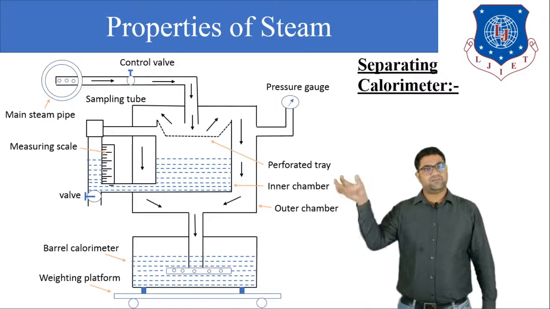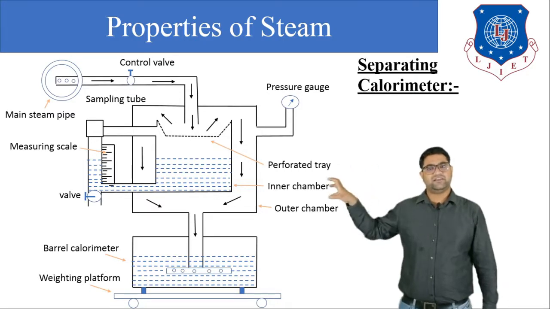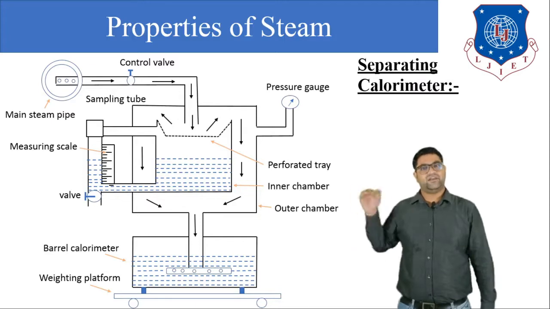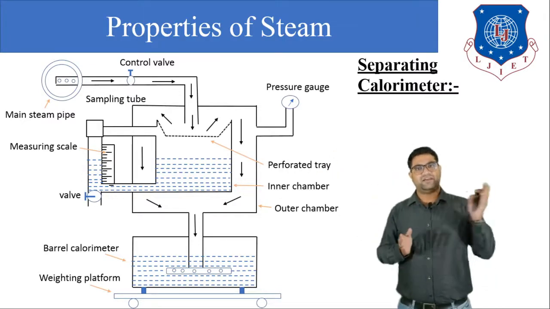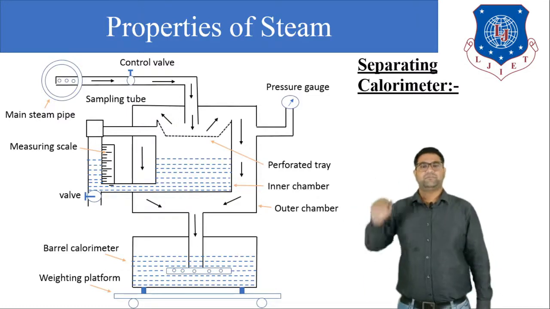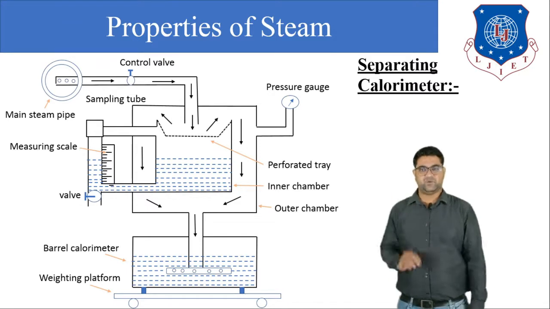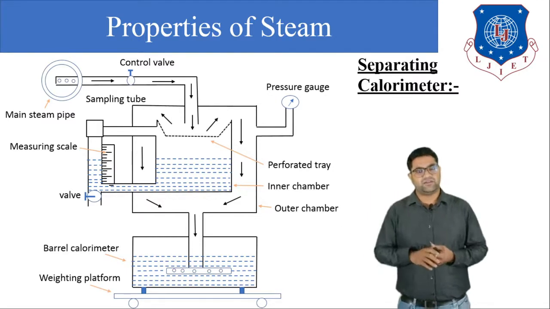Above the barrel calorimeter we have provided one inner chamber, one outer chamber, and one water level indicator. In the water level indicator we have provided a scale to measure the water level, and we have provided the control valve and the main steam pipe. Here on the right hand side we have provided a pressure gauge to measure the pressure of the entering steam. So these are the components of the separating calorimeter.